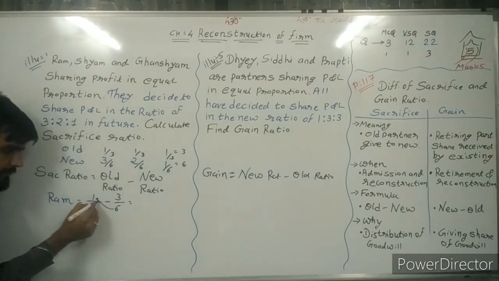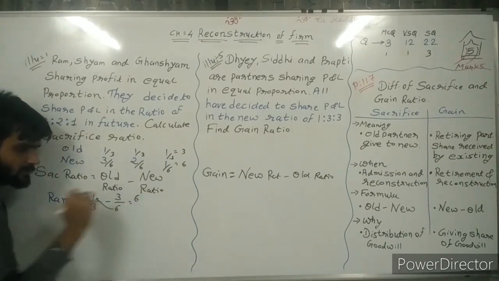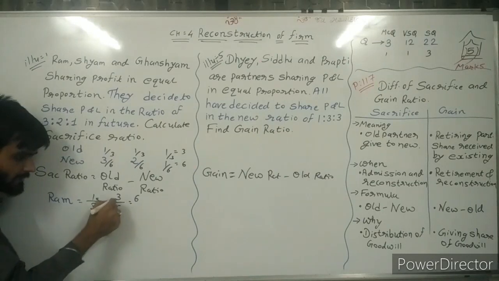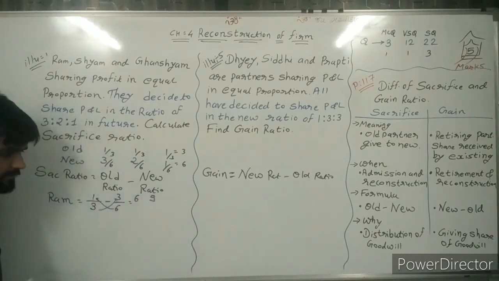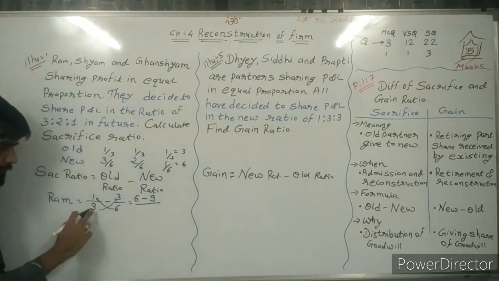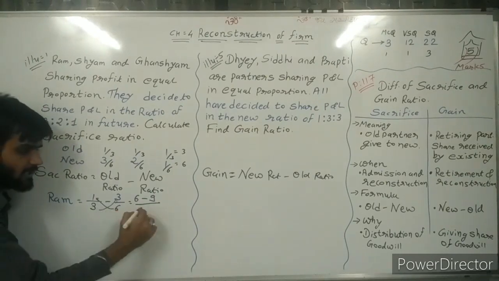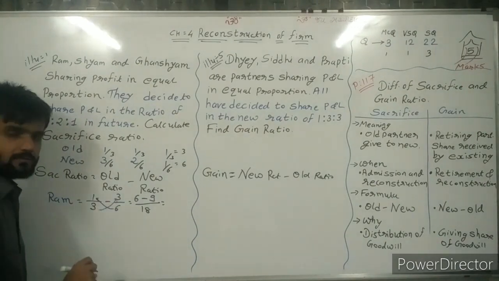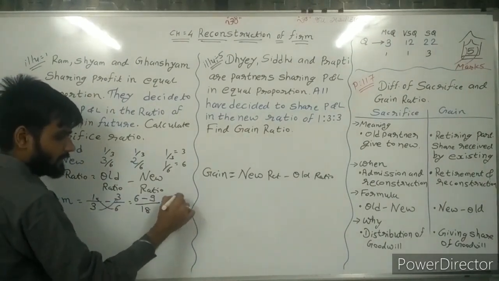6 is multiplied with 1. So 6 ones are 6. Same way this 3 is multiplied with 3. So 3 threes are 9. Minus sign as it is. Divide by multiplication of both. 6 into 3, 6 threes are 18. Now write 6 minus 9, minus 3 divided by 18.